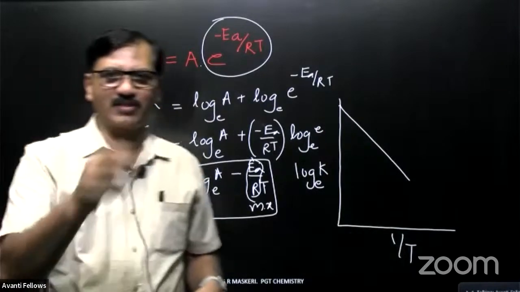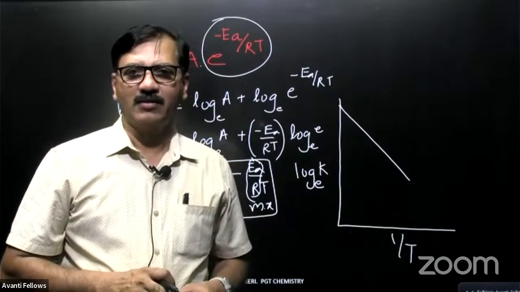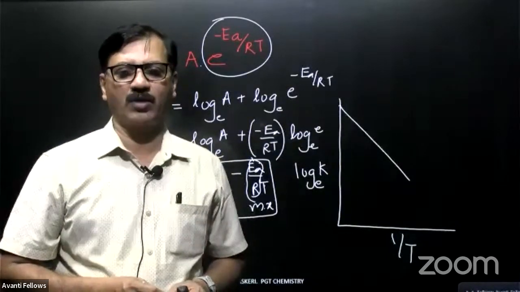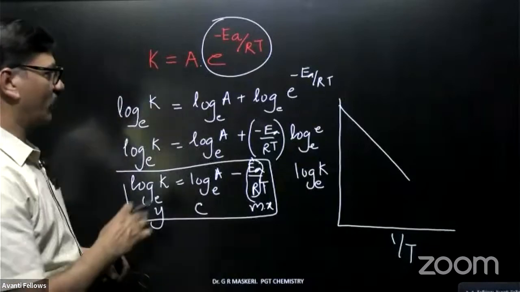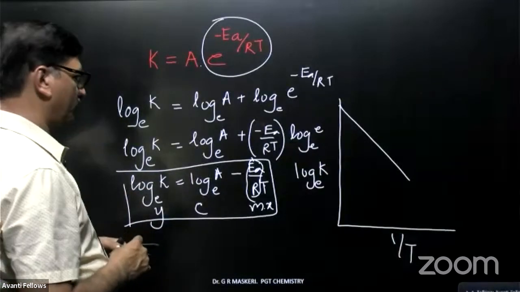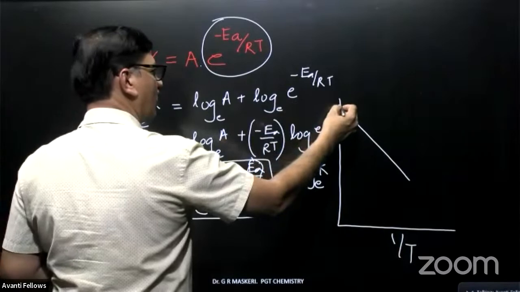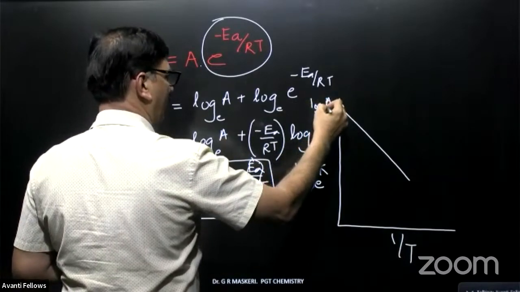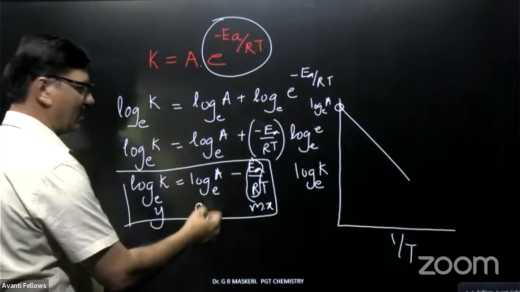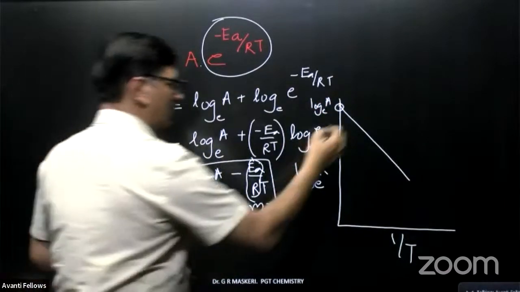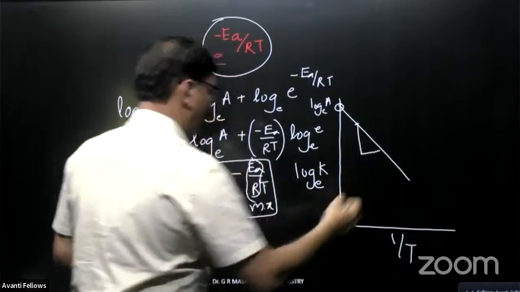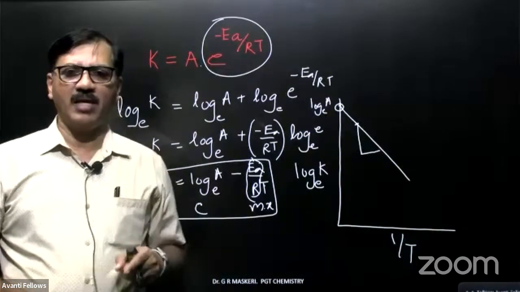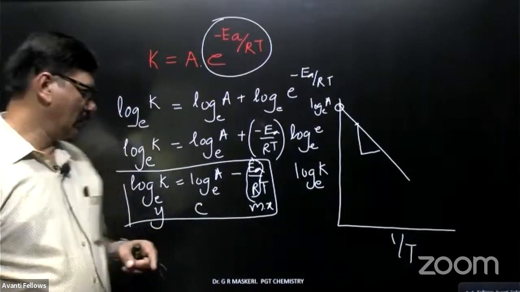So many such kinds of curves are there, and try to relate them with the expression y is equal to mx plus c. It is a very important way to remember or correlate. Now, what is this? This is nothing but log of A to the base e. This is the intercept c value, and by the slope you can calculate the Ea value, because slope is equal to minus Ea by R.